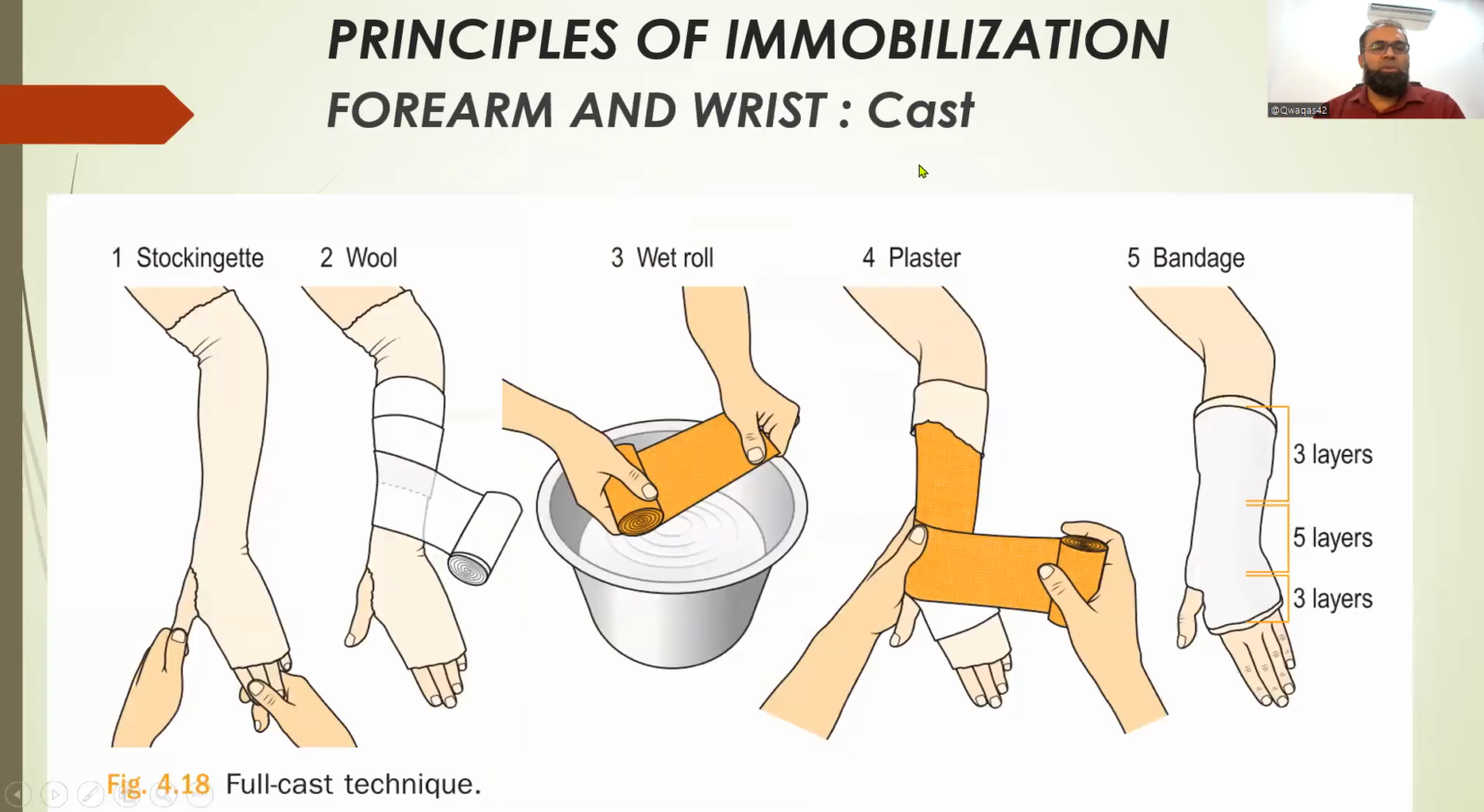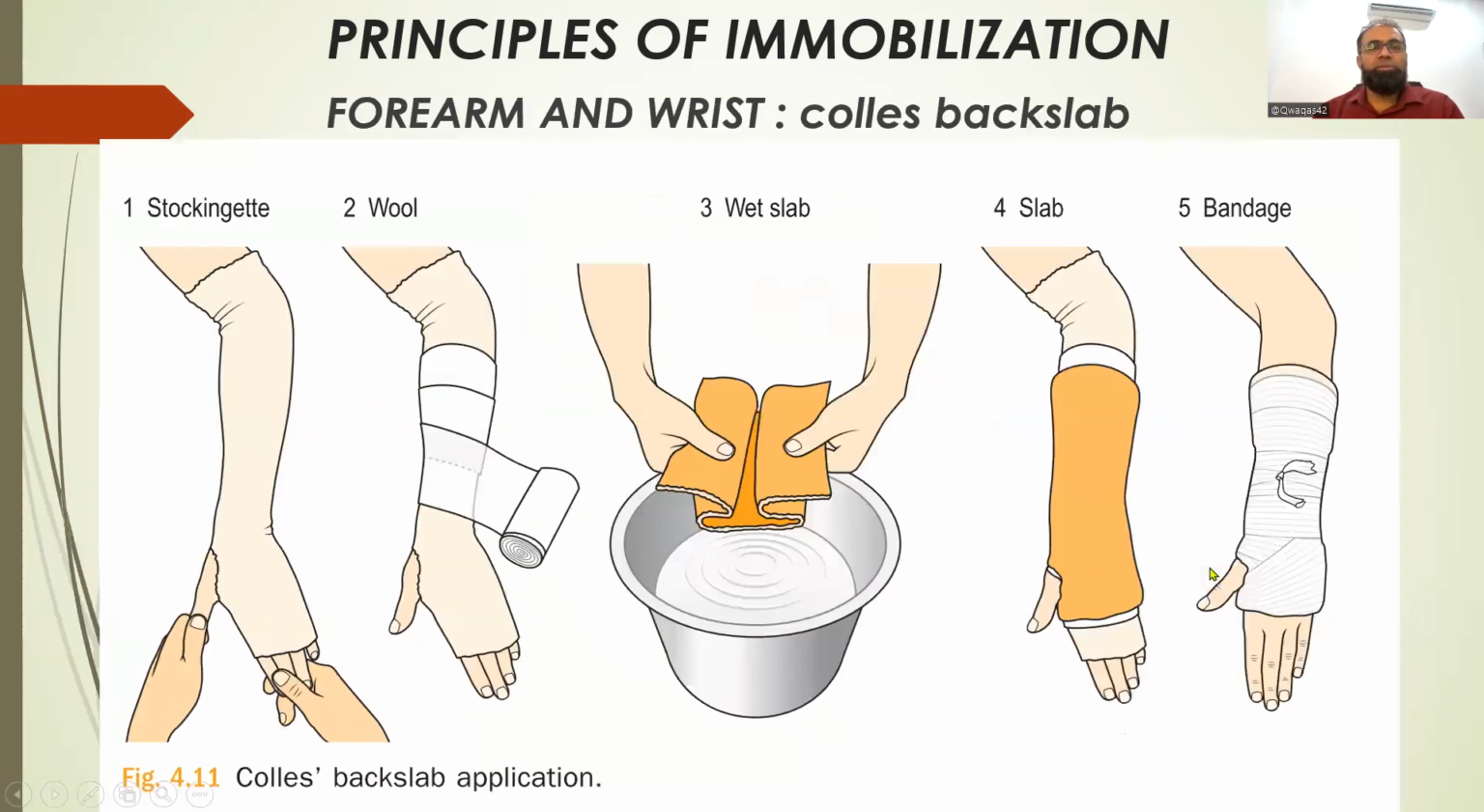So in case of forearm or wrist, you can apply a POP or a back slab. So this is showing a cast. You apply stockinette, leave area for the thumb, and then you apply the cotton, then you wet the roll, and you apply the POP. Okay. So this is a Colles cast, and slight ulnar deviation. Molding is also done. This is a Colles back slab. Same position, but you apply the back slab, the one side.